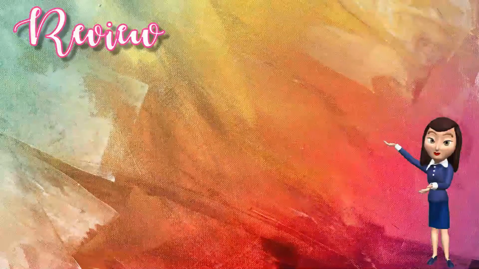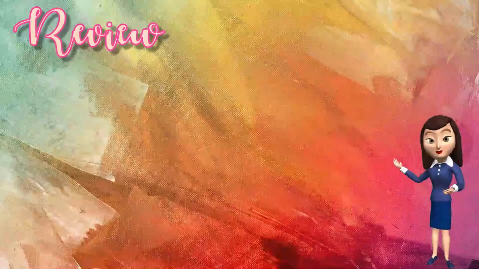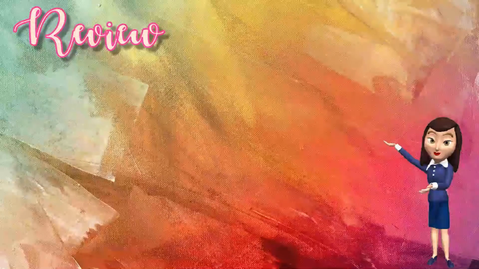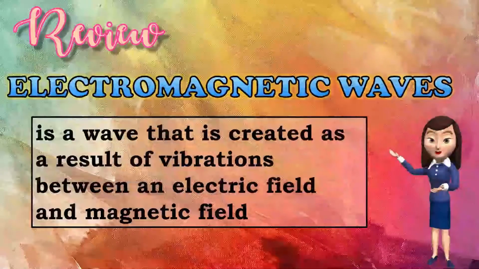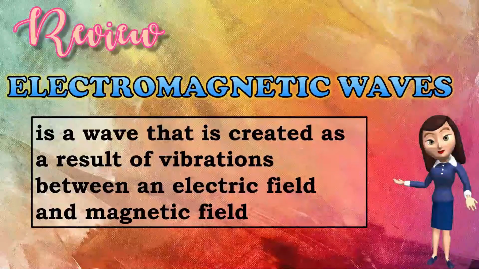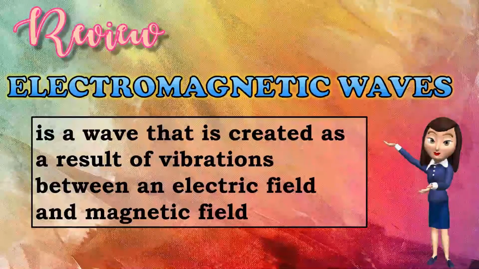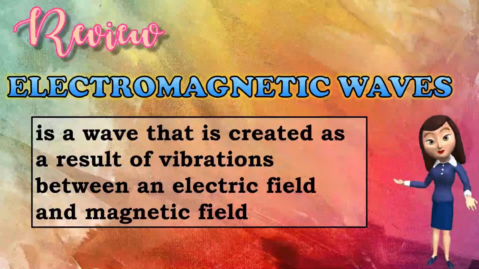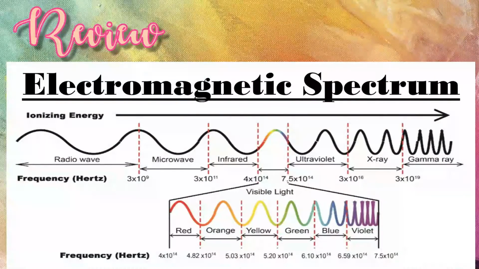Before we start to introduce our topic this afternoon, let us first have a quick review of the previous concepts you have learned in our previous discussion. You have learned that electromagnetic waves are waves created as a result of vibrations between an electric field and a magnetic field. They are arranged in increasing frequency in what we call the electromagnetic spectrum. Again, the electromagnetic spectrum is the arrangement of EM waves in increasing frequency.